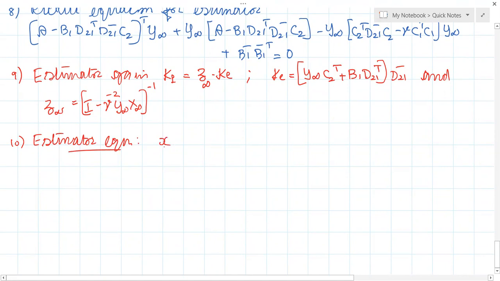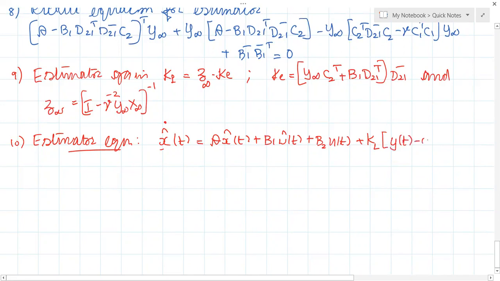X hat dot equal to A X hat plus B1 W hat of T plus B2 U of T plus KL into Y of T minus Y hat of T. Okay, KL into Y of T minus Y hat of T, right? This is the estimator equation, right? So its dynamics is also similar to the given plant equation.